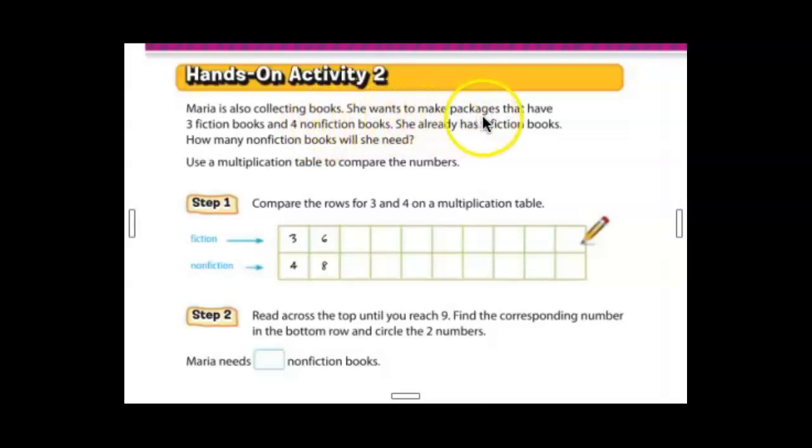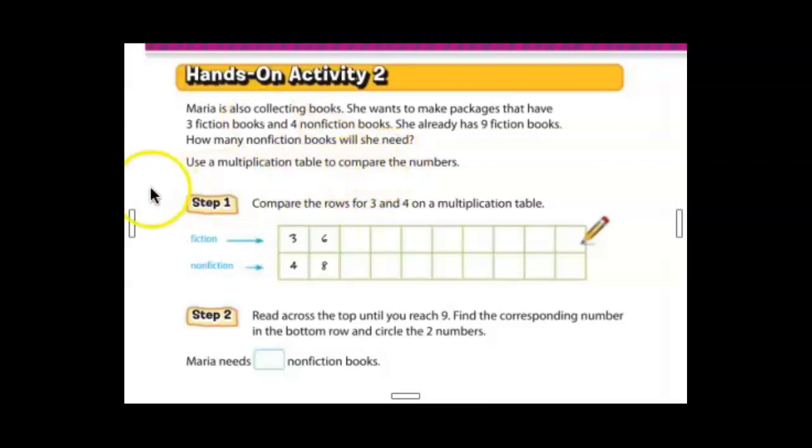She wants to make packages that have 3 fiction books for every 4 nonfiction books. She already has 9 fiction books. How many nonfiction books will she need? Use a multiplication table to compare the numbers.